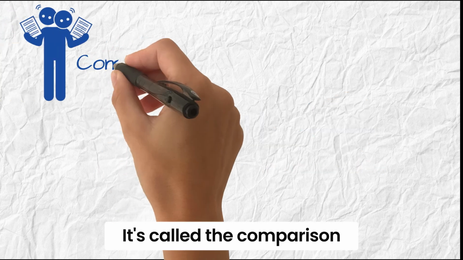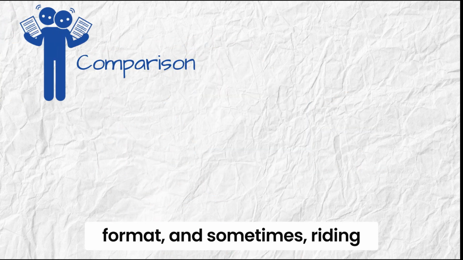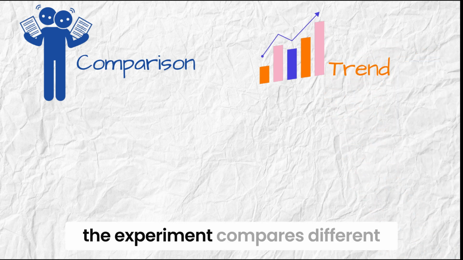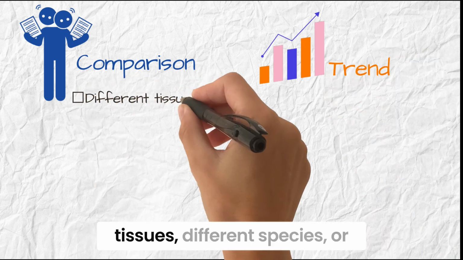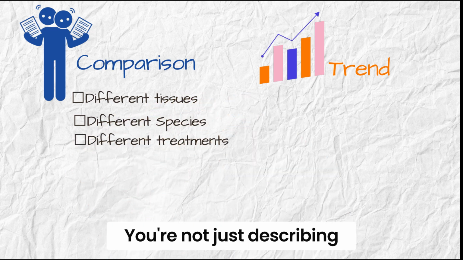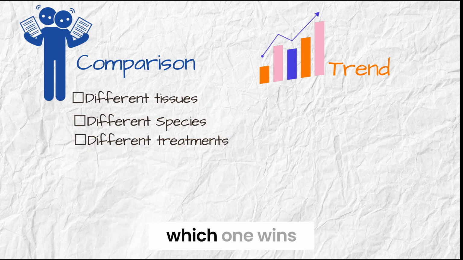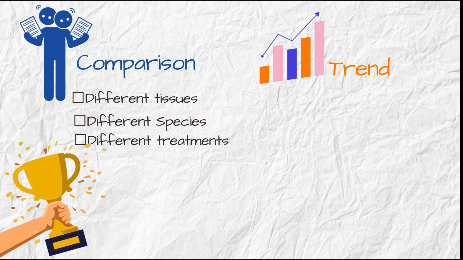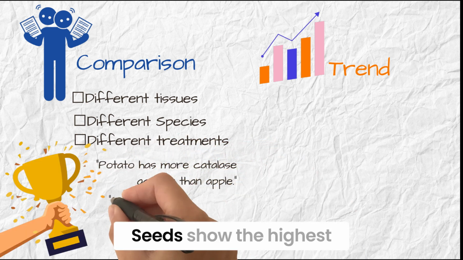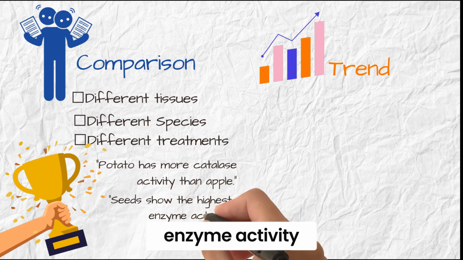It's called the comparison format, and sometimes writing the trend. Use comparison format if the experiment compares different tissues, different species, or different treatments. You're not just describing one result, you're showing which one wins. Examples: potato has more catalase activity than apple. Seeds show the highest enzyme activity.